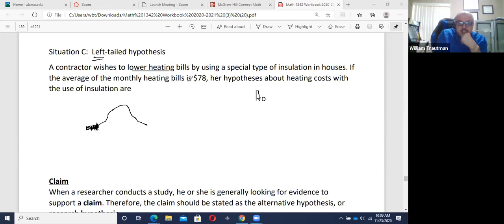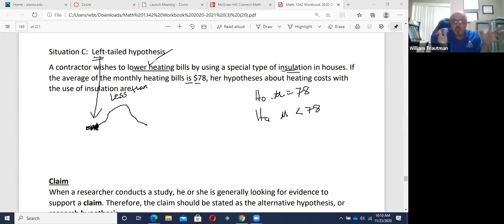The null hypothesis is 78. The average heating bill is $78. The alternative here is that he wants to lower the heating bill. If my heating bill is $78, this scientist is trying to do something special with insulation to get our bill less than $78. So a left tail hypothesis deals with less than, a smaller amount than our average. Anything that's smaller than our average is called a left tail hypothesis. Our H0, our null hypothesis, is equals, and then our HA is less than.